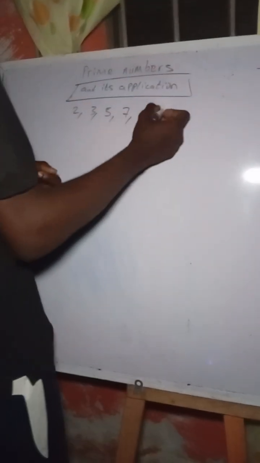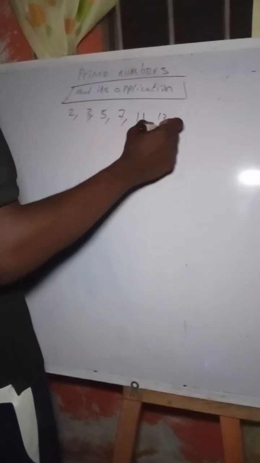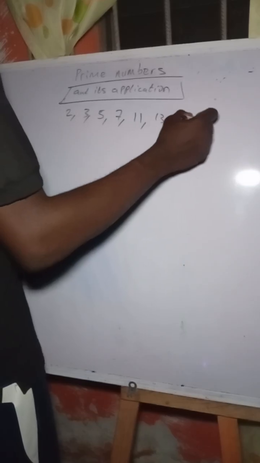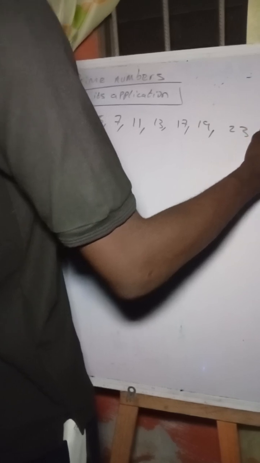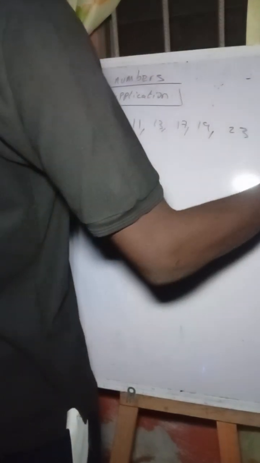11. After 11, we have 13, 17, 19. We have 23, 29, 31, 37, 41, 43.